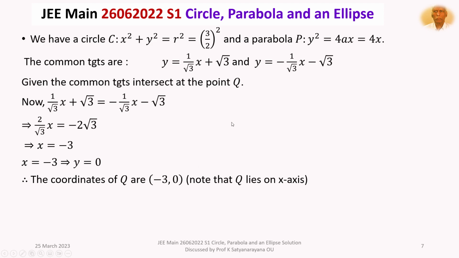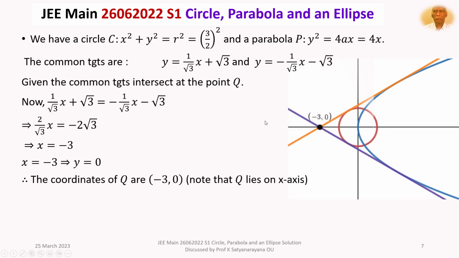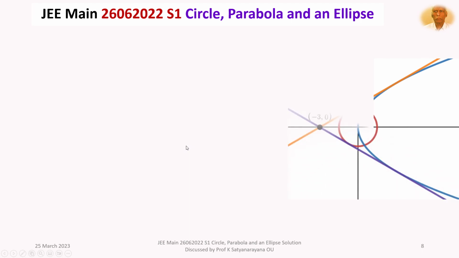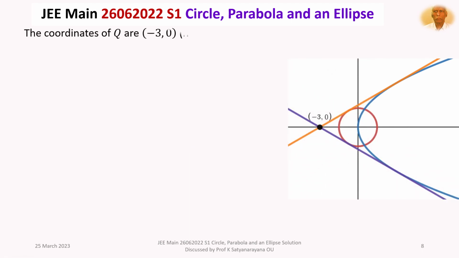Agreed. So here is the diagram. The two common tangents are intersecting at minus 3 comma 0, and that's on the x-axis. Agreed. We continue in the next slide. So thus we have seen the coordinates of Q are minus 3 comma 0. We have already noted down that Q lies on the x-axis.